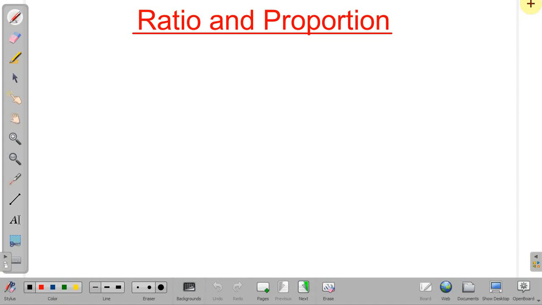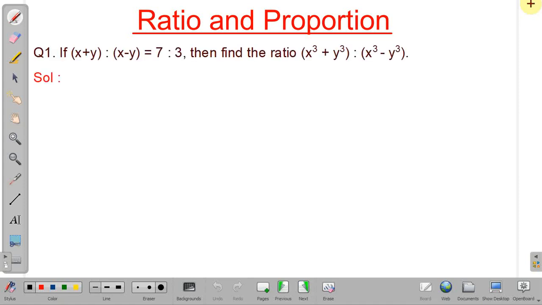In this lecture, we will discuss some important problems on ratio and proportion. So we will see one by one. Question number 1c. It is given (x plus y) ratio (x minus y) equal to 7 ratio 3, and we have to find the ratio of x cube plus y cube ratio x cube minus y cube. So how we can find it?